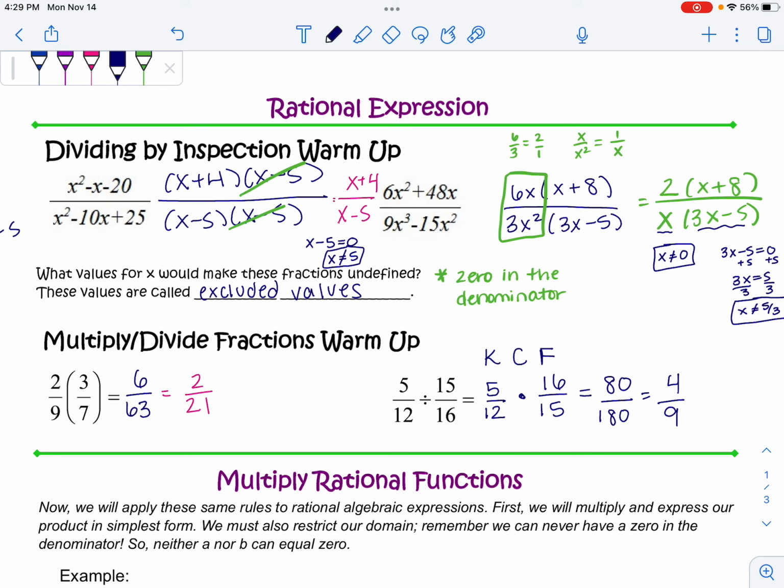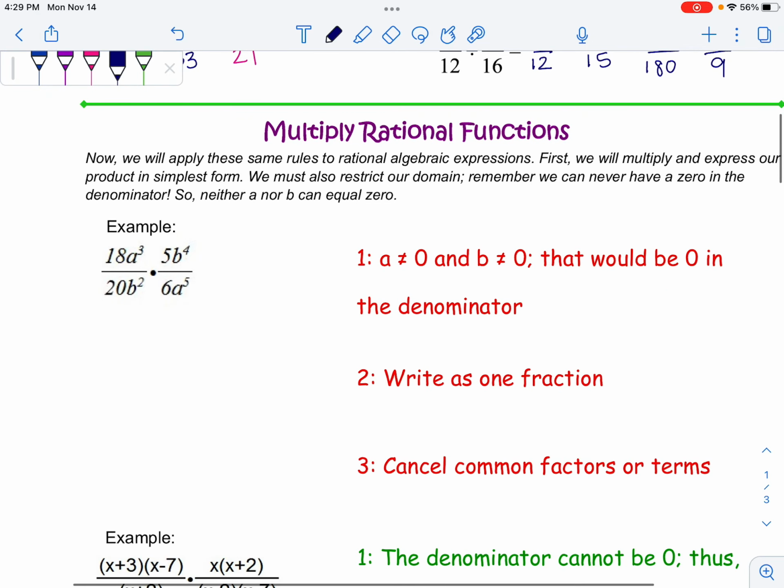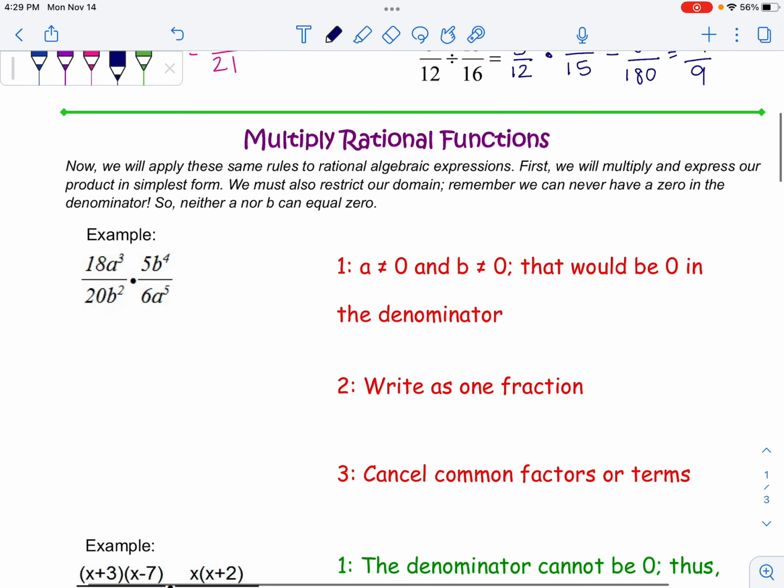So now we are going to apply this to rational functions. Well, what is a rational function? Really, we've actually already seen them. Rational functions are just like what we saw when we did divide by inspection. Essentially, they are fractions that have polynomials in both the numerator and the denominator. When we multiply these rational functions, we multiply them just like we multiply fractions. So we are going to go through the steps here.